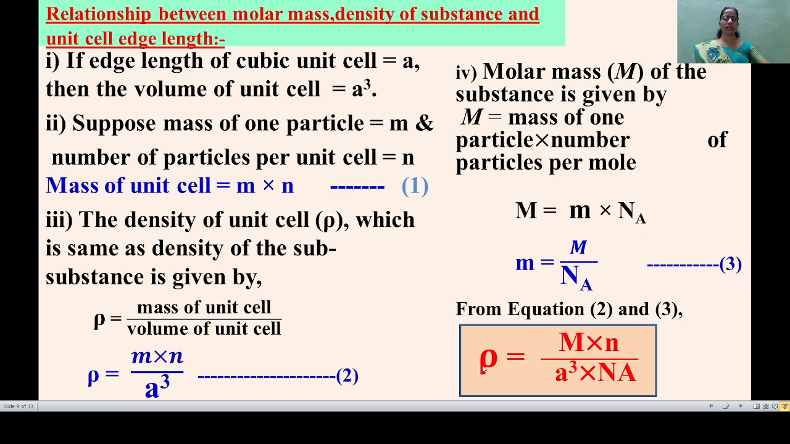Here rho is the density of the substance, M is the molar mass of the substance, n is the number of particles per unit cell, a is the edge length of that cubic unit cell, and Na is Avogadro's number. You know its value as 6.022 into 10 raised to 23. Now here, out of these 5 parameters, if you know the values of any 4 parameters, then you can easily calculate the value of the 5th parameter.